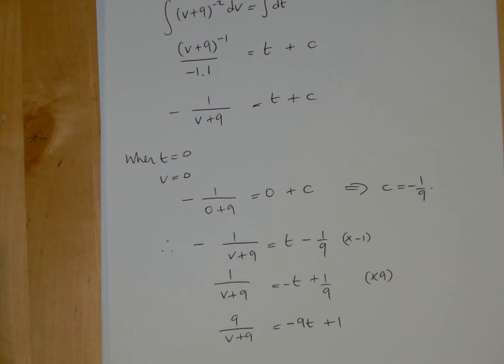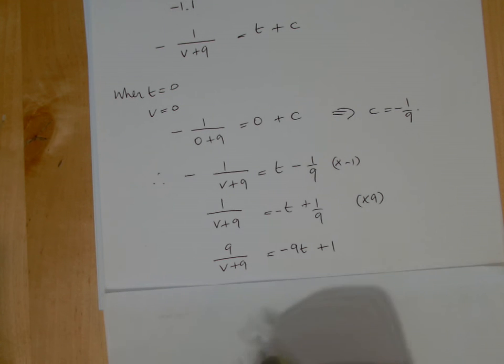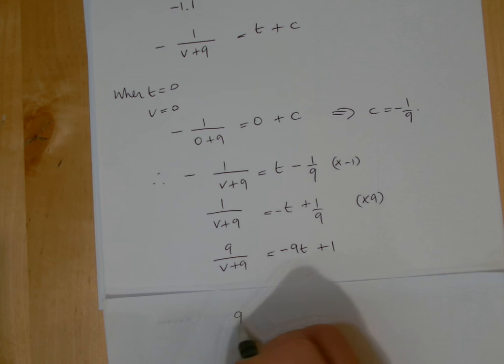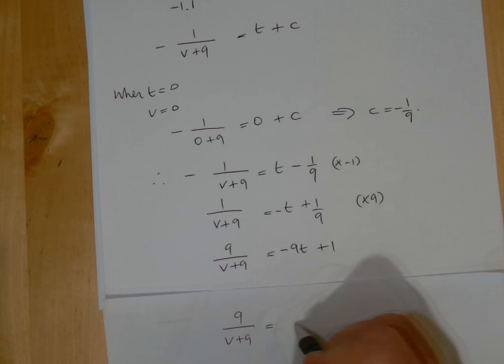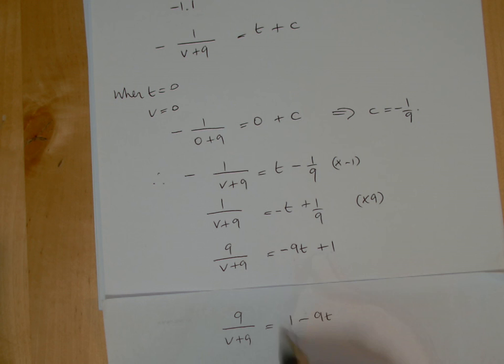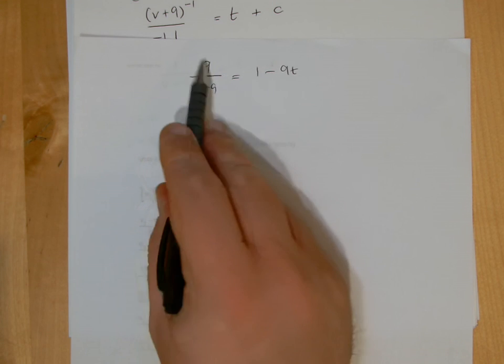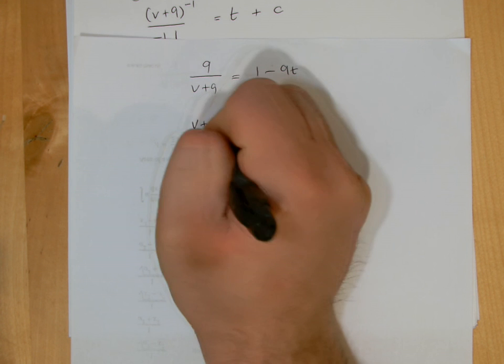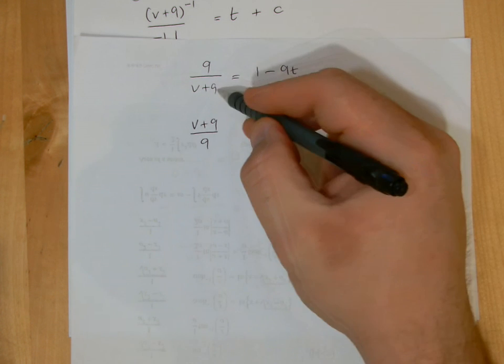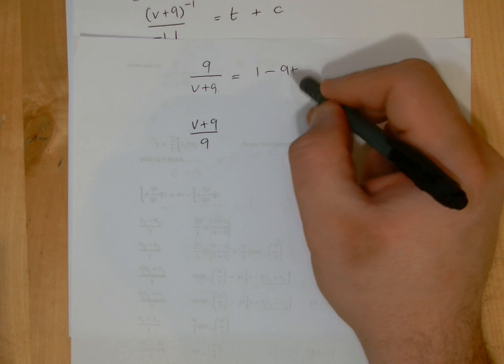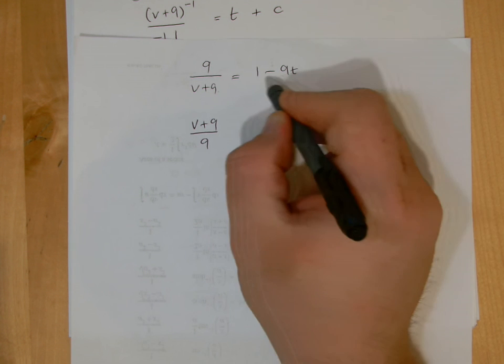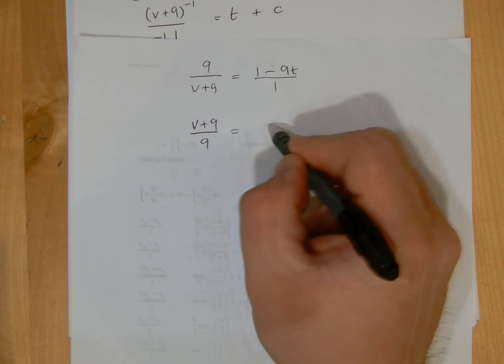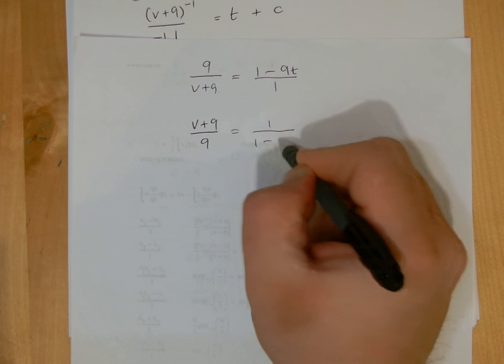So I've got then, let's rewrite that as 9 over (v plus 9) equals 1 minus 9t. So let's just swap them around to make it easier to see and easier to write. Now remember, I want to get v equals, so perhaps the next step I could do now is flip this. So I can write the reciprocal of it, (v plus 9) over 9. But if I flip that side, I also have to flip this side as well. So remember now, 1 minus 9t is the same as (1 minus 9t) over 1. So that'll be 1 over (1 minus 9t).